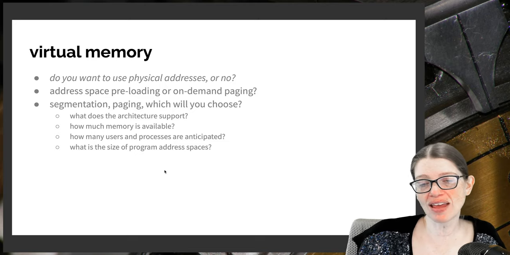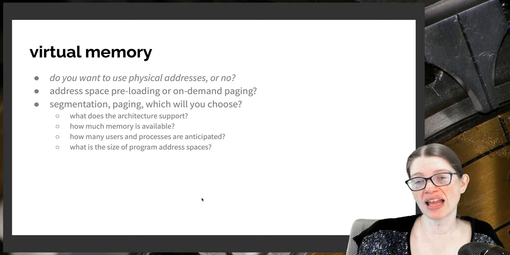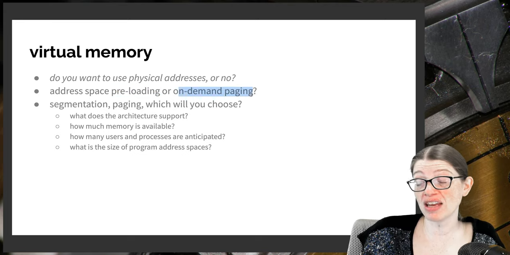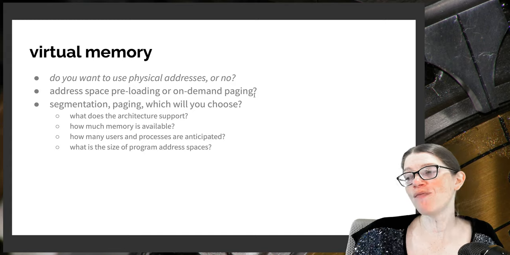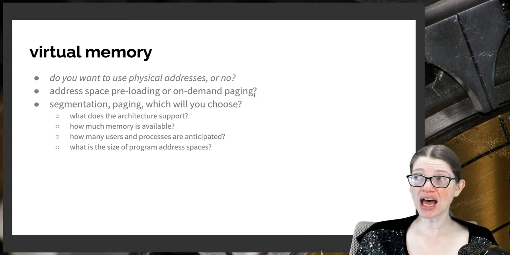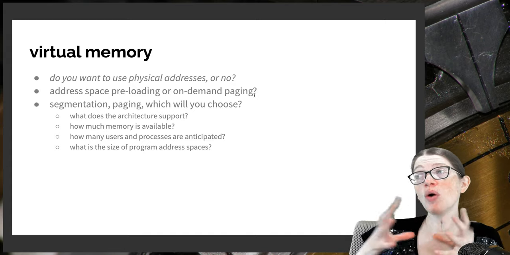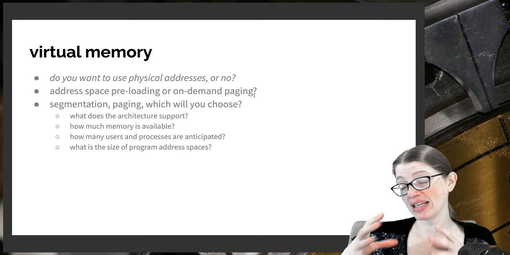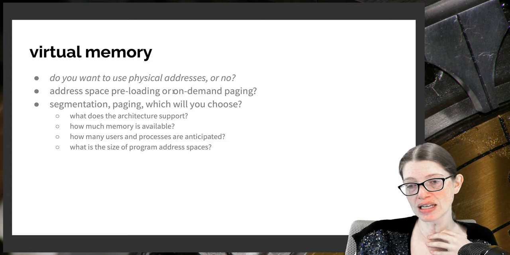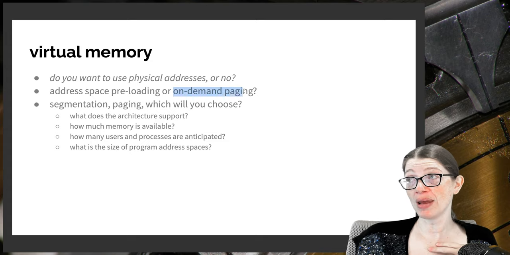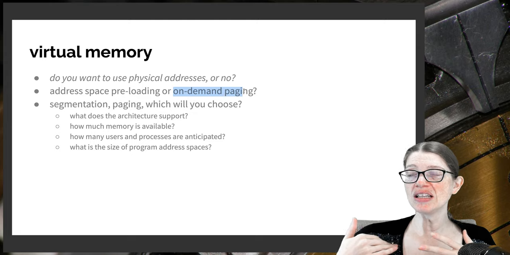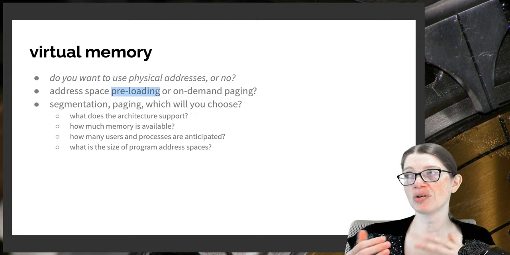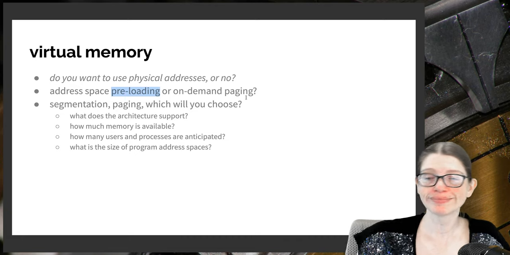And you also then have to think of what is the size of the program's address spaces. And this comes back to the decision, are you going to do address space preloading or on-demand paging? So if you have programs that have really large address spaces, and you know that the memory in your system might be really small, or you might be running more processes than your memory can support, then you're going to have to implement virtual memory with on-demand paging. Whereas if you're restricting the number of processes, you can actually take advantage of preloading, which is going to be the faster of the two.